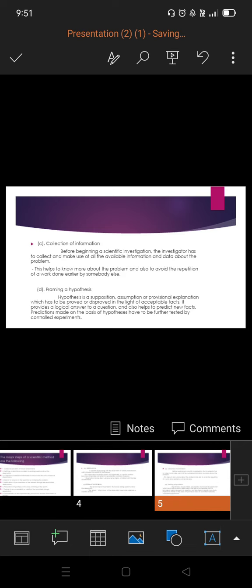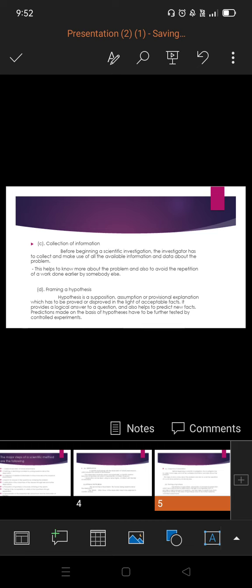Then the next one is collection of information. Before beginning a scientific investigation, the investigator has to collect and make use of all the available information and data about the problem. This helps to know more about the problem and also to avoid the repetition of work done earlier by somebody else.